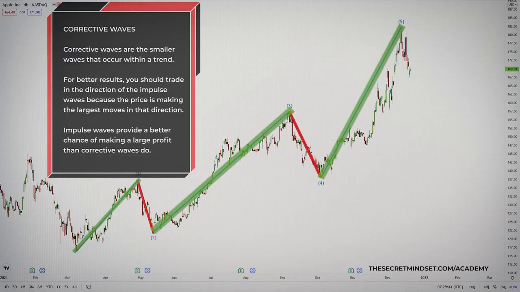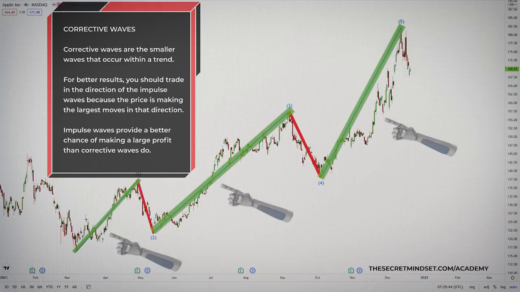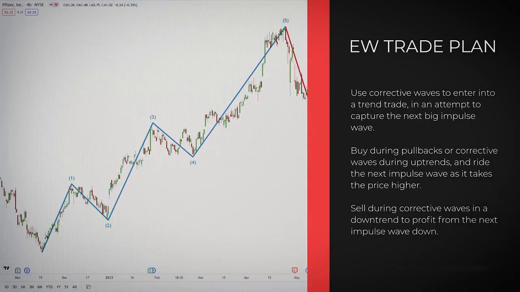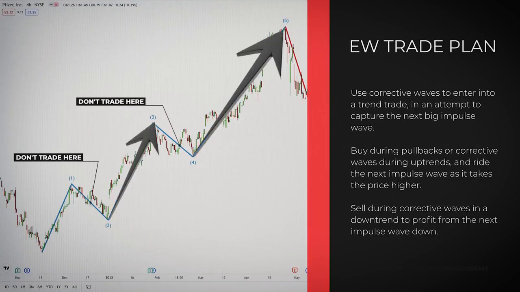Corrective waves are smaller waves that occur within a trend. For better results, you should trade in the direction of the impulse waves because the price is making the largest moves in that direction. Impulse waves provide a better chance of making a large profit than corrective waves do. You should use corrective waves to enter into a trend trade in an attempt to capture the next big impulse wave. Buy during pullbacks or corrective waves during uptrends, and ride the next impulse wave as it takes the price higher. Sell during corrective waves in a downtrend to profit from the next impulse wave down.